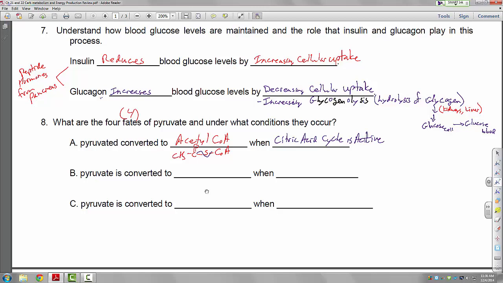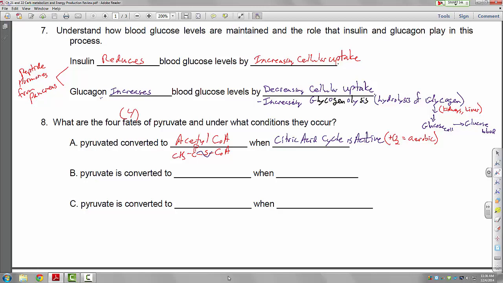We'll see this in chapter 22, but it turns out the citric acid cycle is aerobic. It depends on oxygen. So when the citric acid cycle is active, essentially what that means is there's oxygen present, so plus O2. This means it's aerobic. Glycolysis is an anaerobic process, meaning it does not require oxygen. And that's what B and C are essentially discussing.